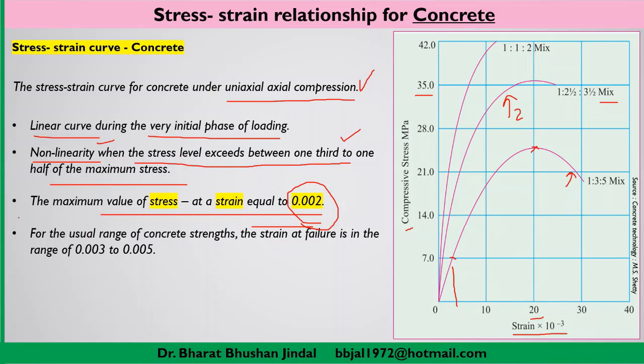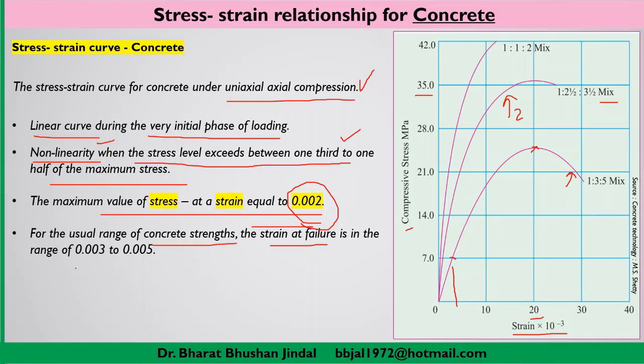And in general cases, or usually, there is a range of concrete strength and the strain at failure. You will see here, if we go through curve number 1, after the maximum stress value, which corresponds to strain 0.002, you will find that strain is increasing while stress is decreasing. So this will be the behavior of the concrete, that strength does not increase with the increase in the strain.